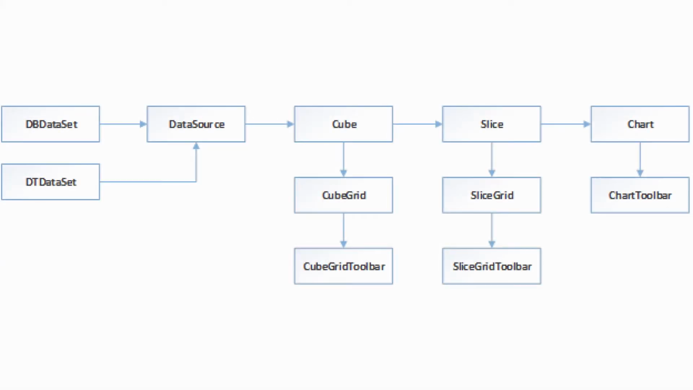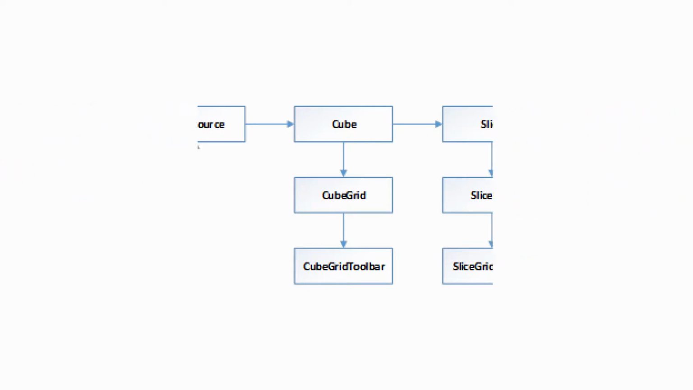In this video, I'll give you an architecture overview of a typical FastCube application. We'll look at some theory, the demo application, and one application that I've made in another video. Let's begin. This is the main diagram of the FastCube controls that you can use in your applications.